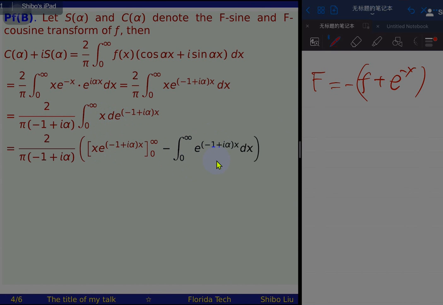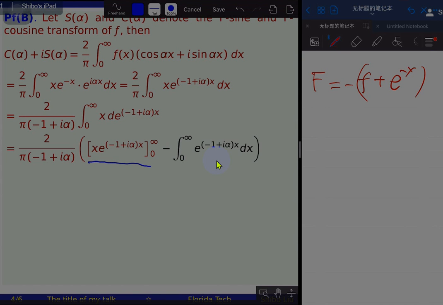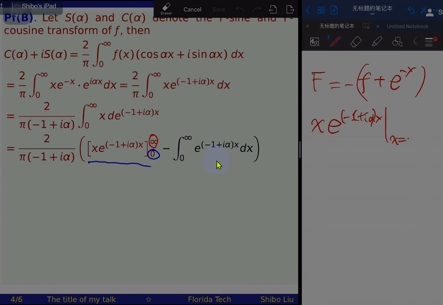This is just a simple integration by parts. Now let's have a look at this term. When x equals 0, of course it is 0. How about the value of this term at the upper limit of the integral, that is infinity? Well, I will tell you that this is 0. x e to the minus 1 plus i alpha x. When x equals infinity, this is 0.